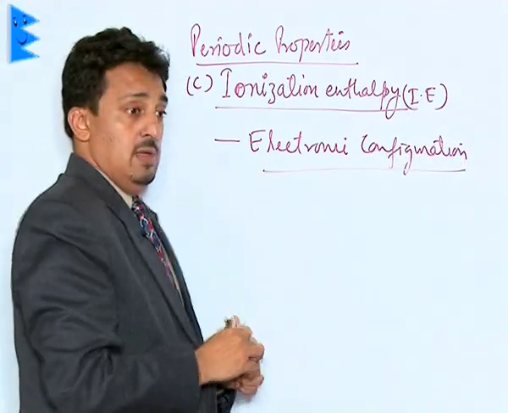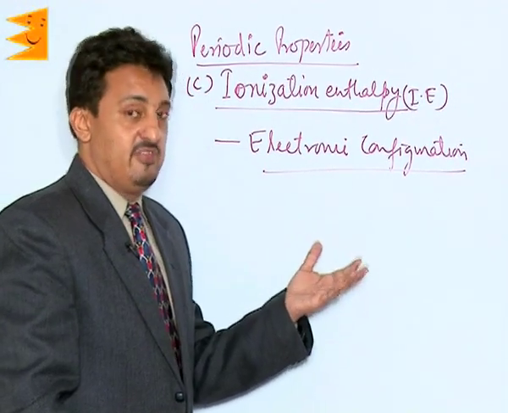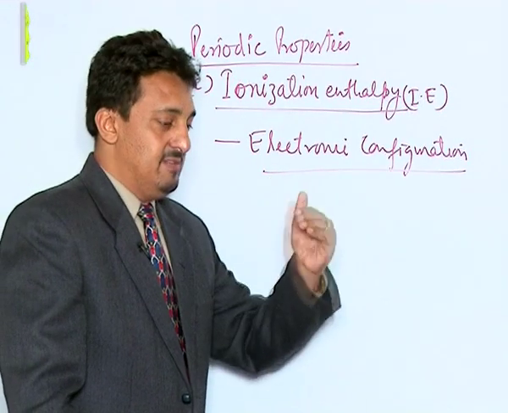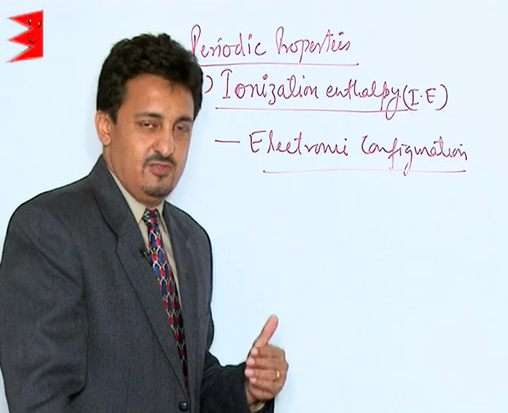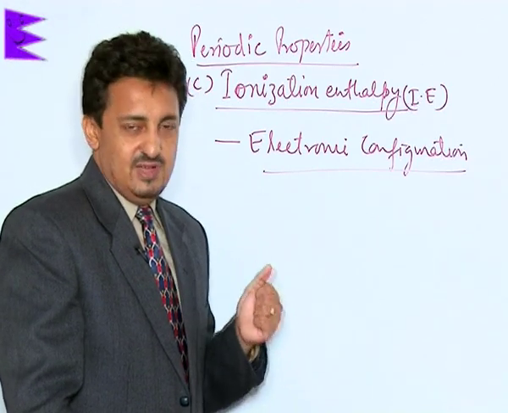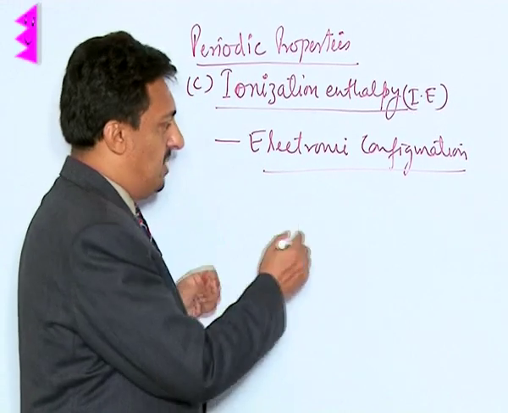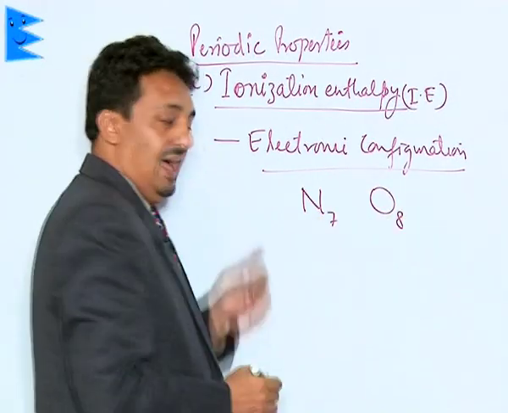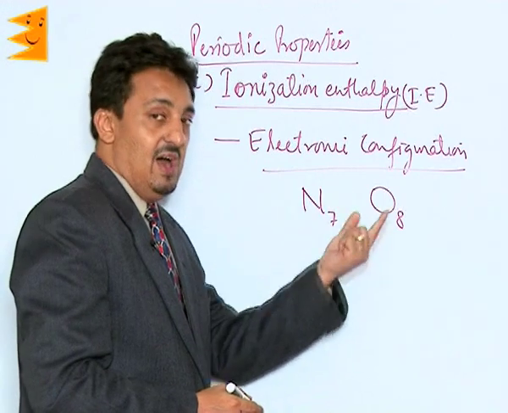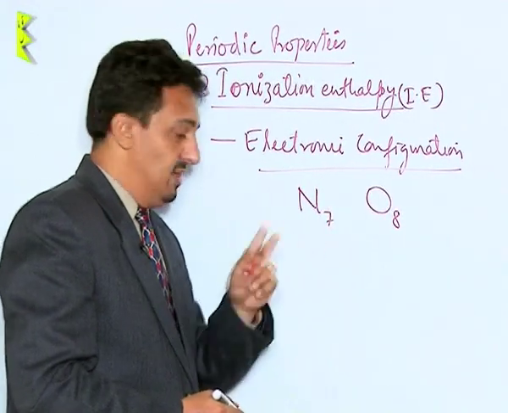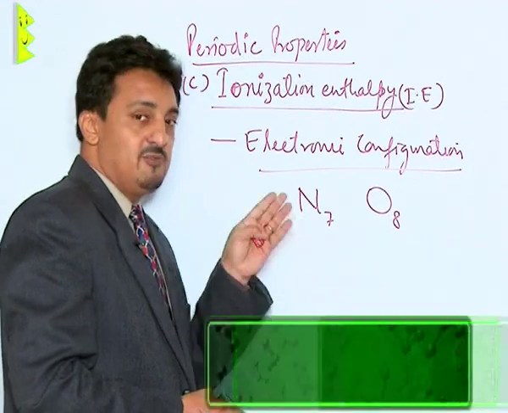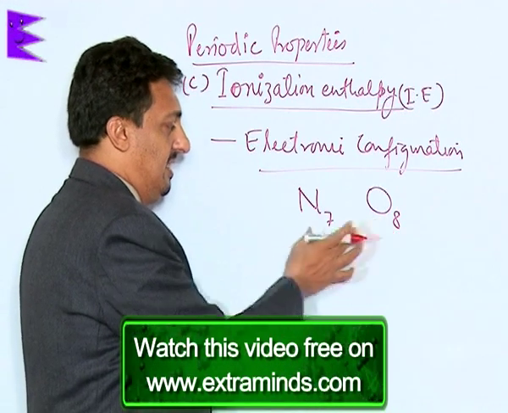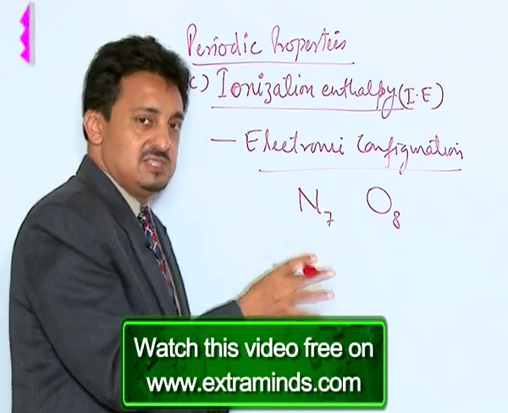Now we know that half-filled and fully filled configurations are more stable. Since they are more stable, more energy will be required to take out electrons from these stable half-filled or fully filled suborbits. So when we compare nitrogen and oxygen, 7 and 8, as studied generally, oxygen should have a higher first ionization enthalpy, but this doesn't happen. What we find is nitrogen's first ionization energy is more than oxygen's. The reason is that nitrogen has the half-filled stable configuration.